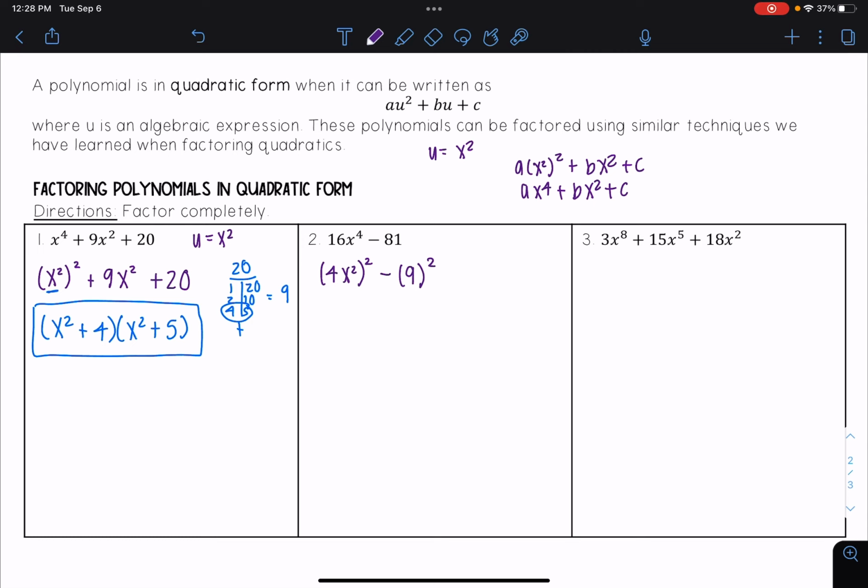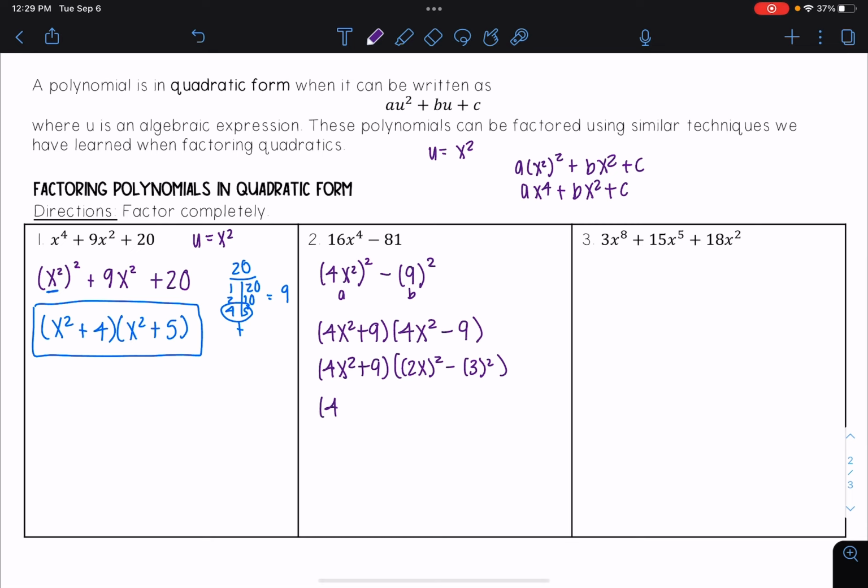And then 81 is the same thing as 9 squared. Now I can go ahead and use difference of squares to factor this. My a is 4x squared, my b is 9, so I have 4x squared plus 9 and 4x squared minus 9. It's really tempting to say that we're done right here. However, I actually have another difference of squares in the second binomial. I can rewrite that as 2x quantity squared minus 3 squared. And so I have 4x squared plus 9 times 2x plus 3 times 2x minus 3.